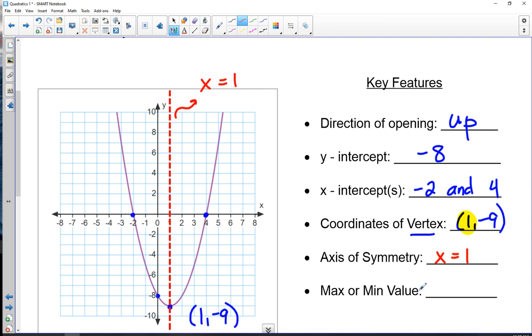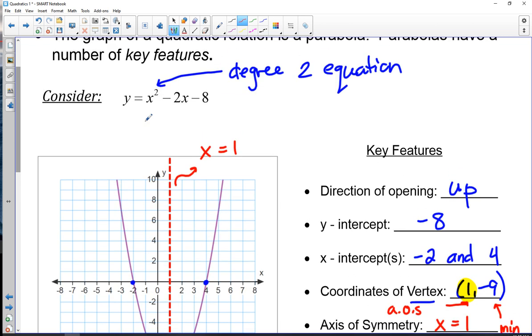In this case, we have a minimum value because the parabola opens up, and the minimum value happens to be negative 9. So this will always be the maximum or the minimum, and this is the axis of symmetry. The vertex is really, really important. Now we know that this parabola opens up because the coefficient of x squared, which is 1, happens to be positive.